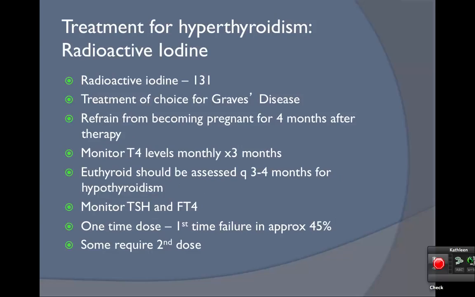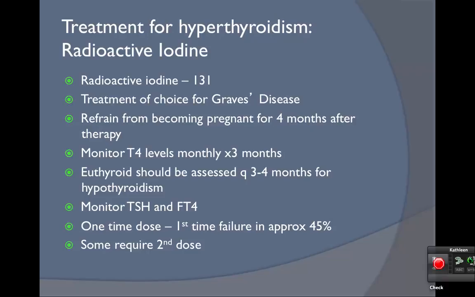The treatment for hyperthyroidism is radioactive iodine, and it's used to destroy overactive thyroid tissue. Remember, this is an overactive thyroid. This is a treatment of choice for Graves' disease, and if they're going to have this treatment, you want to make sure they refrain from becoming pregnant for 4 months after therapy. You want to monitor T4 levels monthly, and every 3 months. And euthyroid should be assessed every 3 to 4 months for hypothyroidism. So you want to monitor TSH and free T4.